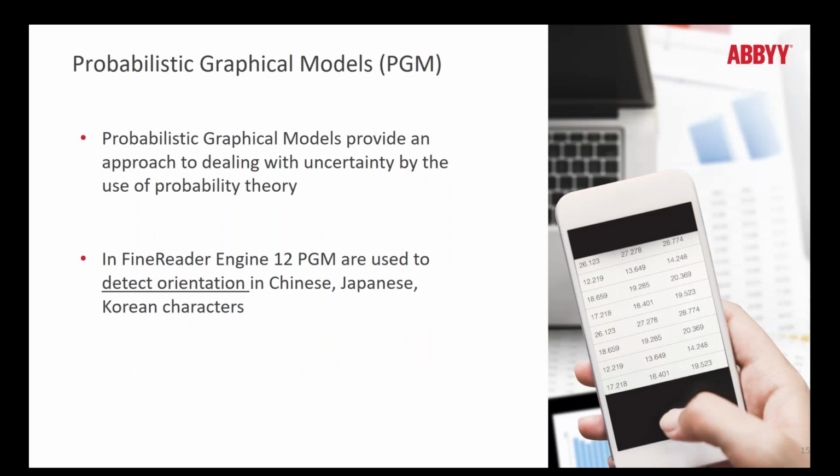Another technology, and this will be short, I hope you're still with me, is the usage of probabilistic graphical models. Those probabilistic graphical models, called PGM, provide an approach to deal with uncertain situations, uncertainty, with the use basically of statistic and probabilistic theory, and we use them in the engine to detect orientation of Asian characters, Asian languages, basically Chinese, Japanese, and Korean.